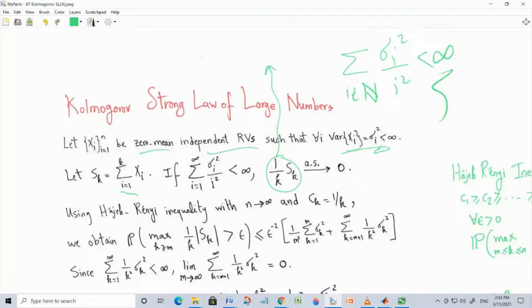If this is true, then (1/k) Sk, which is the summation of Xi up to k times 1 over k, so it's basically the average, the sum of X1 up to Xk divided by k, will converge almost surely to the mean value of those variables. All of them are zero mean, so it will converge to 0.